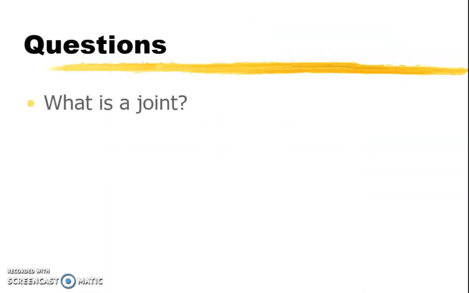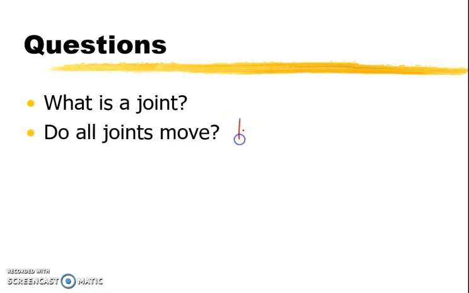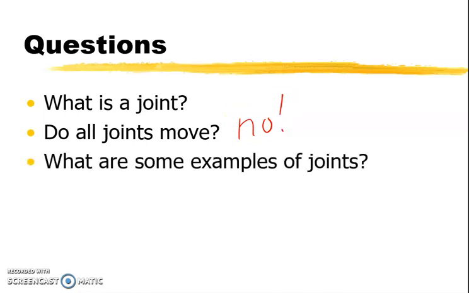So, what is a joint? What did we just say? Where bones come together, or cartilage. I wonder if there's something else in there. Do all joints move? No. What are some examples? Elbow, shoulder.